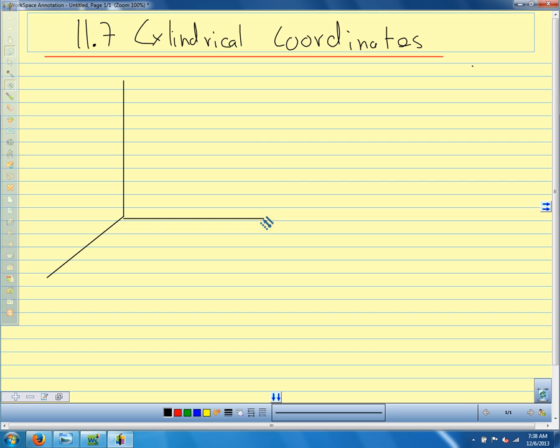So we're going to take our rectangular coordinate system and extend our radius, just like we did in polar coordinates. We're going to extend our radius out here. So this is going to be r, and this angle from the positive x-axis is theta.